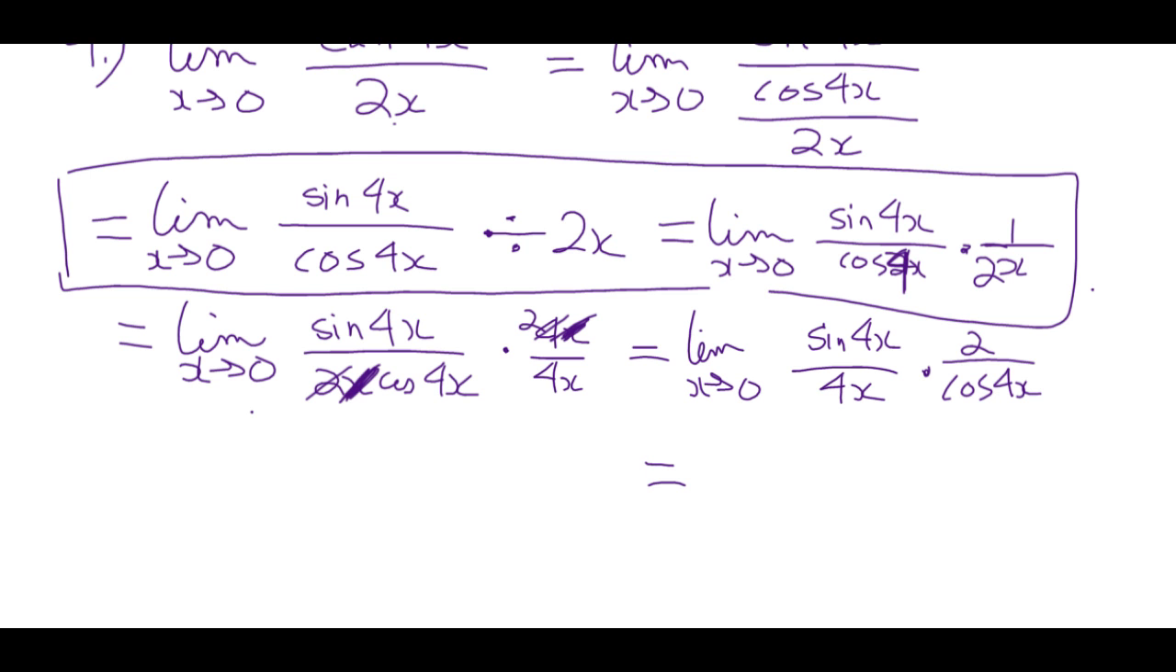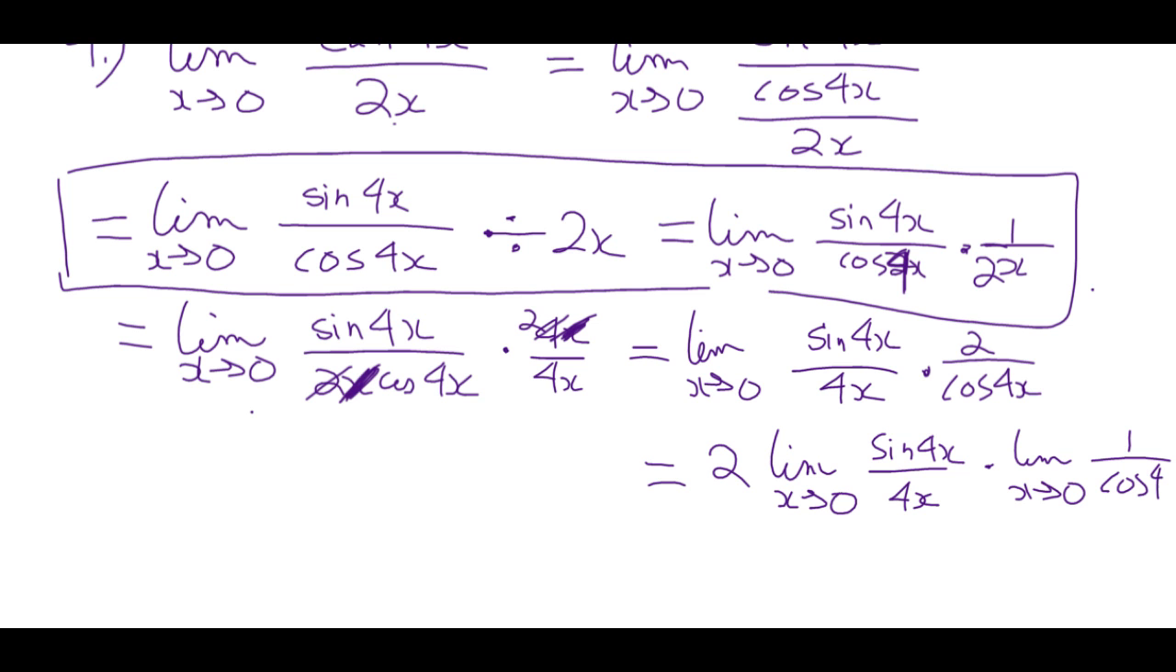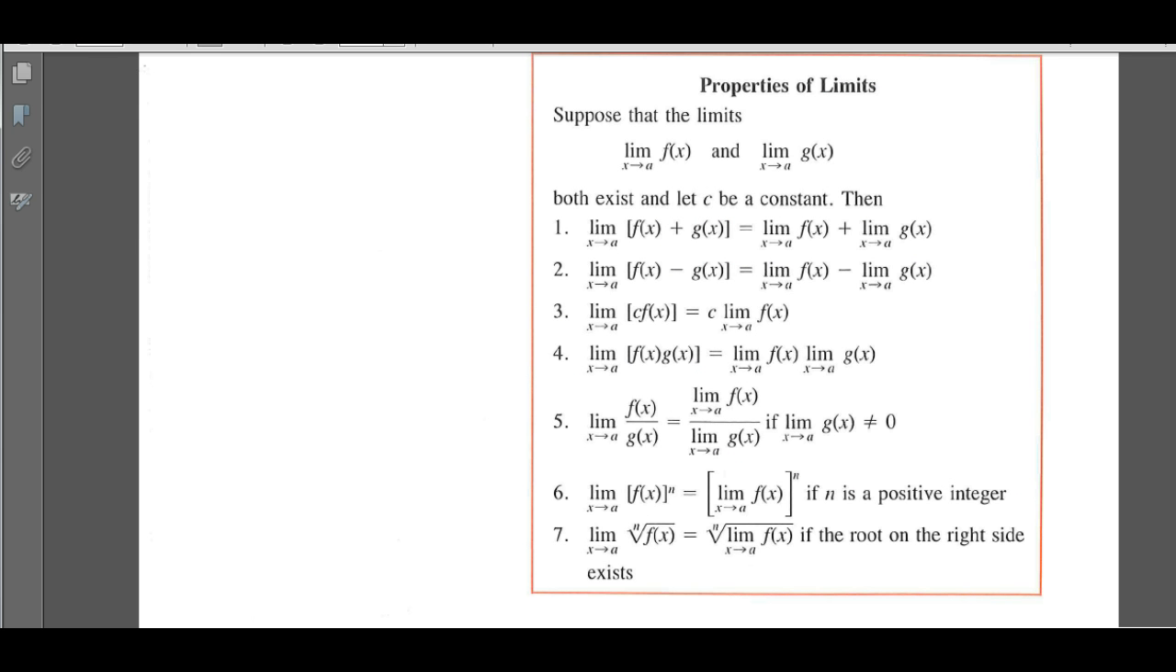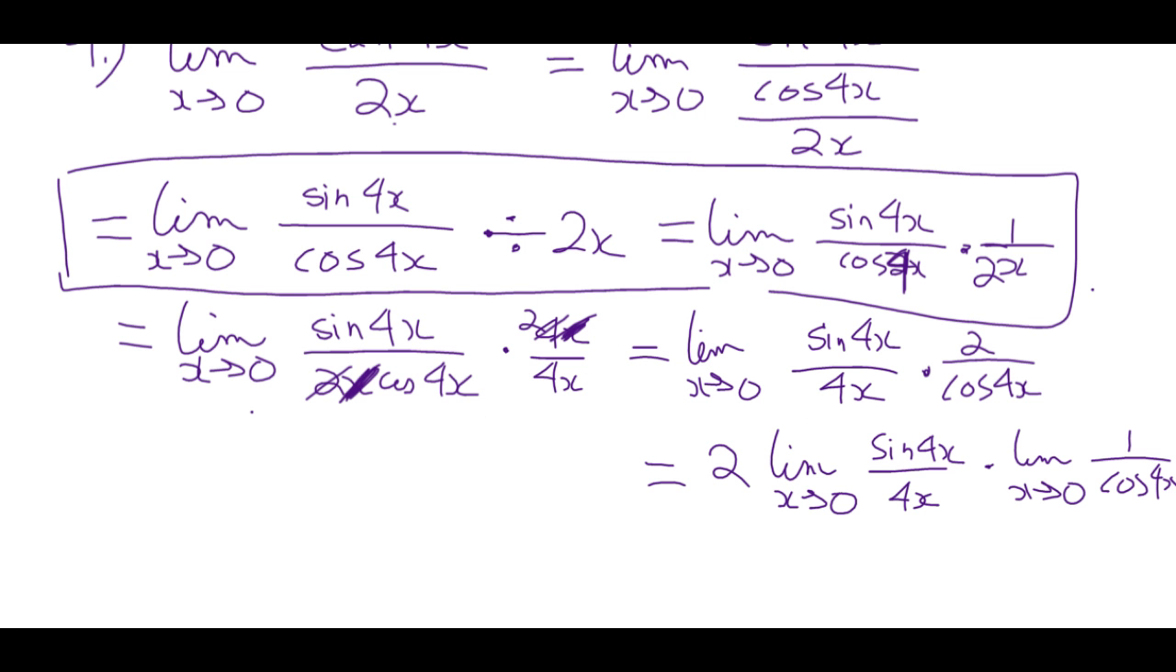So what's that equal to? We got the 2. We can pull the 2 out. We've got the limit as x approaches 0 of sine 4x over 4x times the limit as x approaches 0 of 1 over cos 4x. Okay. So the 2 is a constant that came out. And then we have the limit of a product, right? The limit of a product is the product of the limits. Okay, so now we've got the product of the limits.